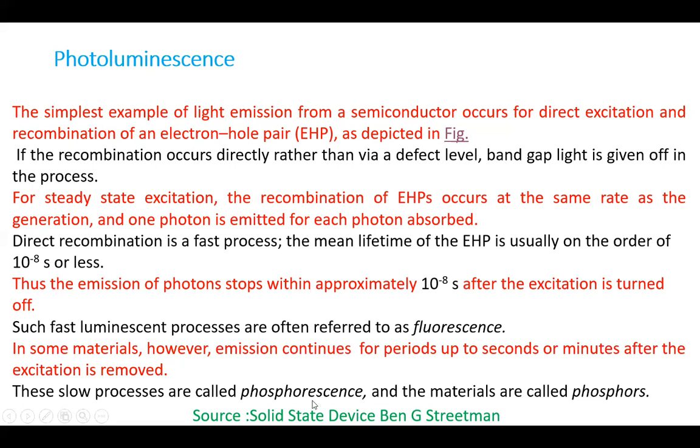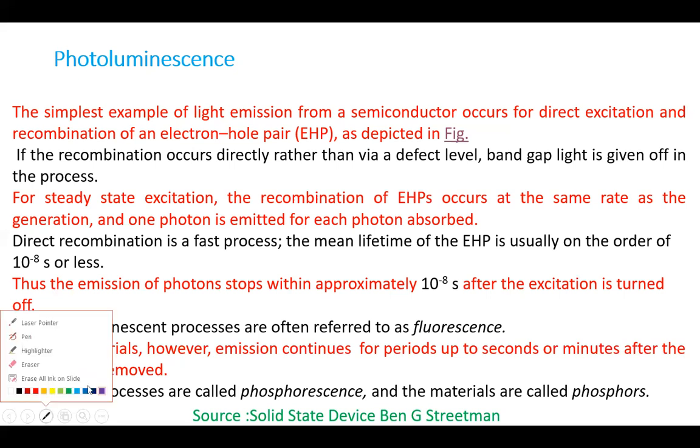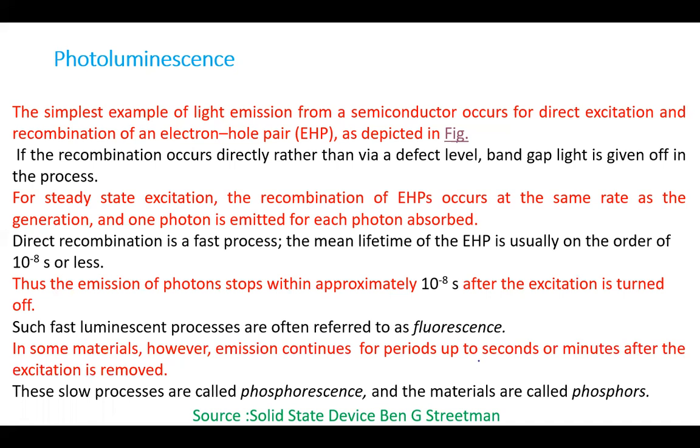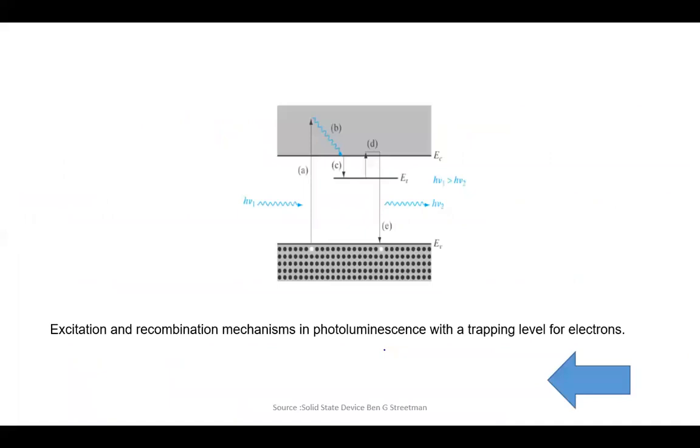So this is the difference between these two. On the one hand, you have fluorescence, which is for a very small duration. And if it is for a prolonged duration, then it is called phosphorescence, and the materials are called phosphors. So let's discuss this now in detail.